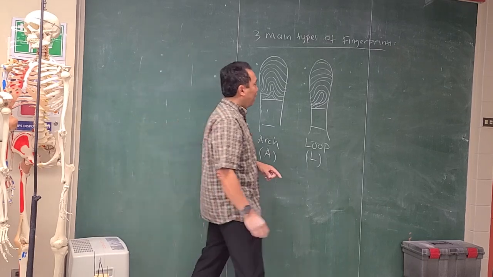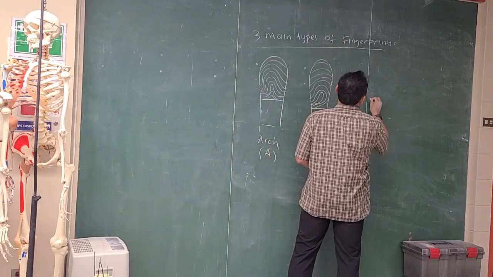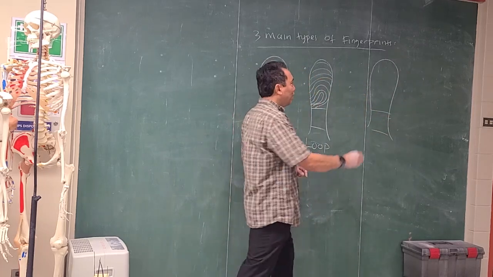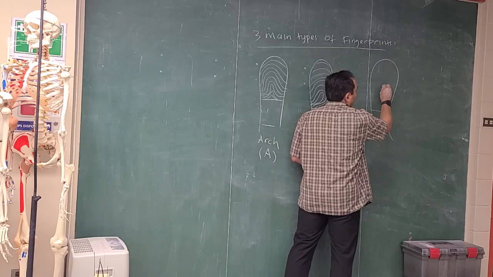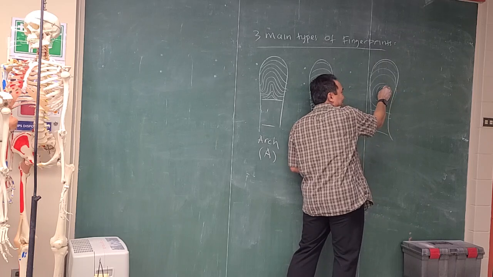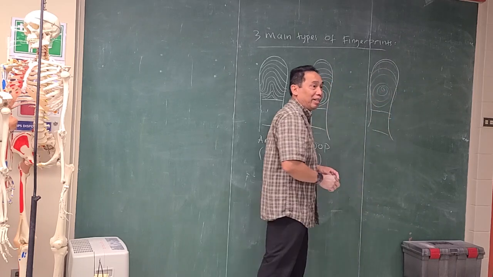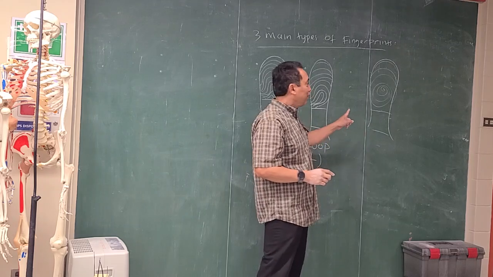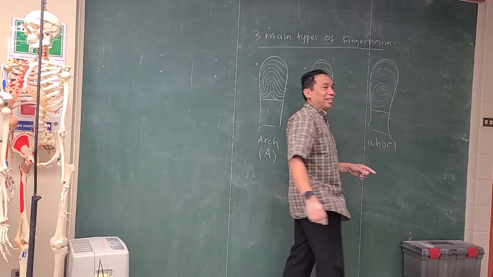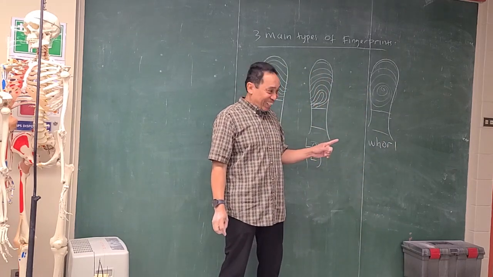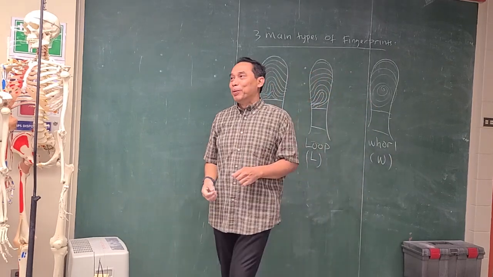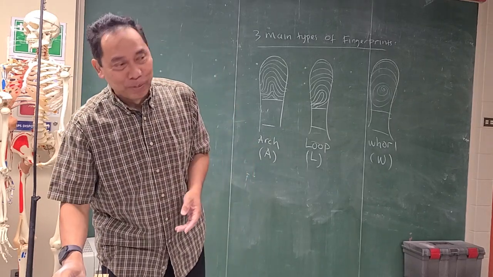Okay. The last one starts from the middle and then just rolls. Again, try to find it, not on the top. Look somewhere over there on your fingerprint. And this one is called a whorl. I don't know how to say it, but for me, it's easy to say W. Whorl. Now, you get it, right?